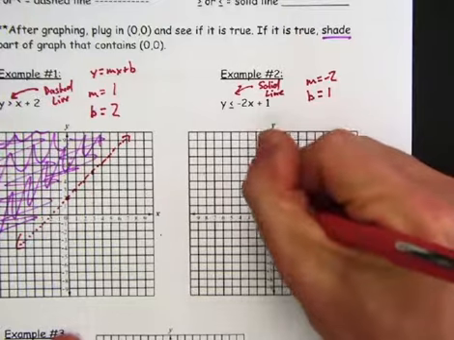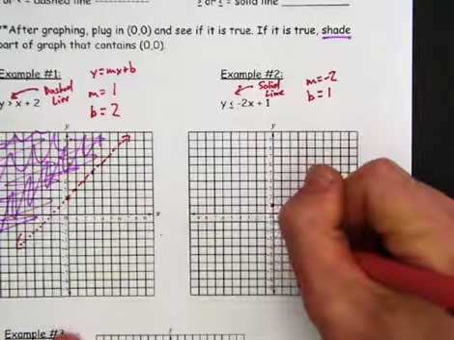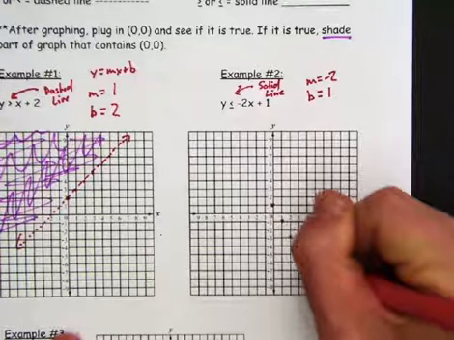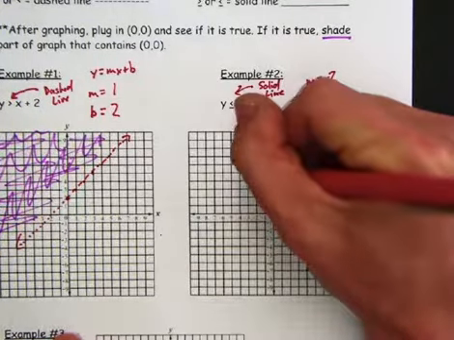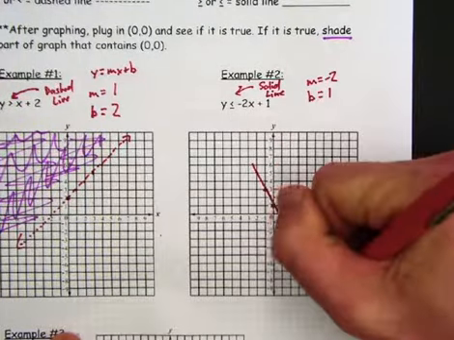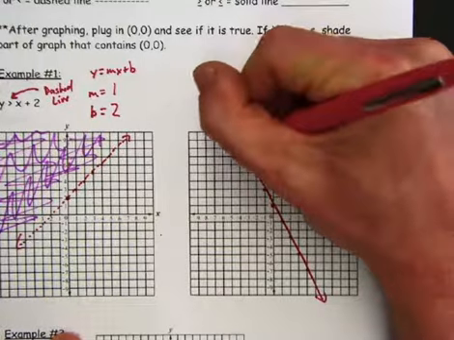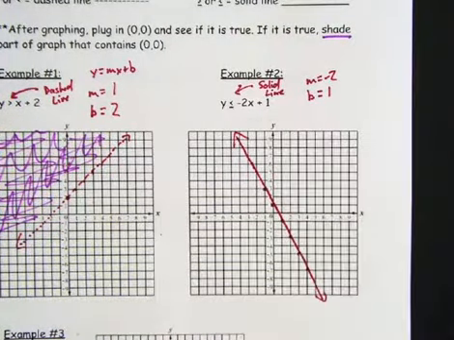0, 1 is our point. It's negative 2, so we go down 2 over 1, down 2 over 1, and you can continue on like this. And now we're going to draw our line. It's a solid line this time. Cool. We've got our line drawn. We know it's solid because it's less than or equal to.